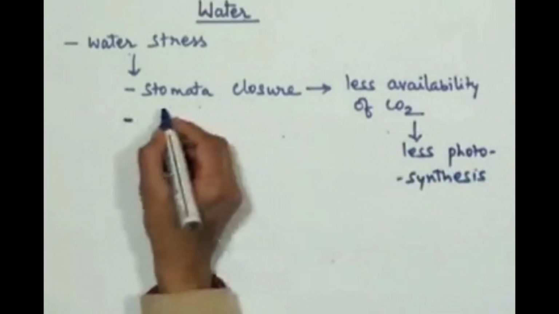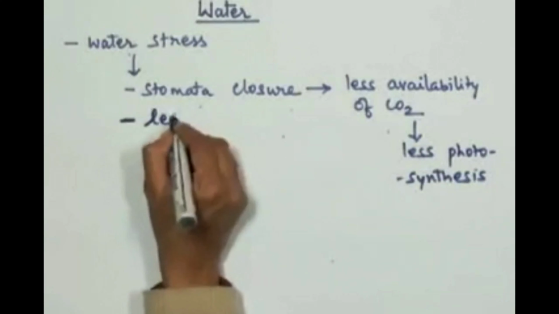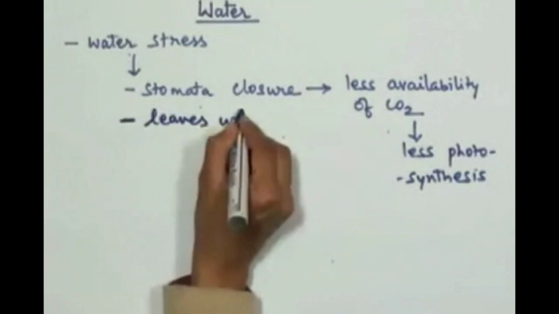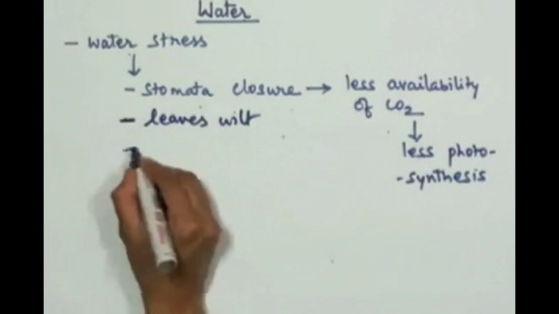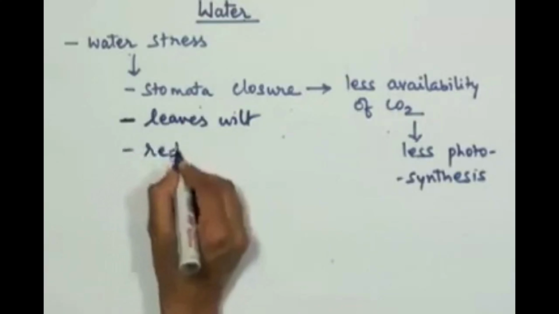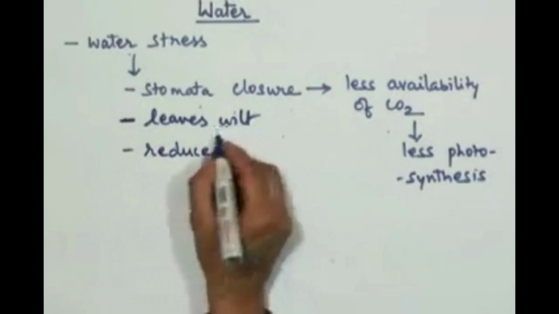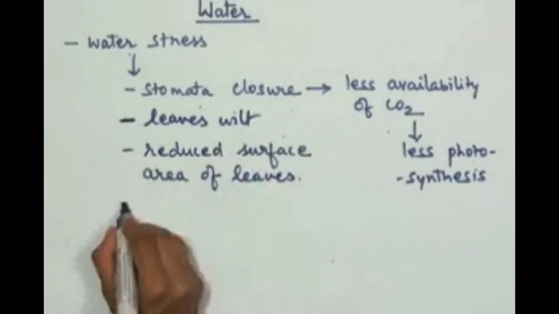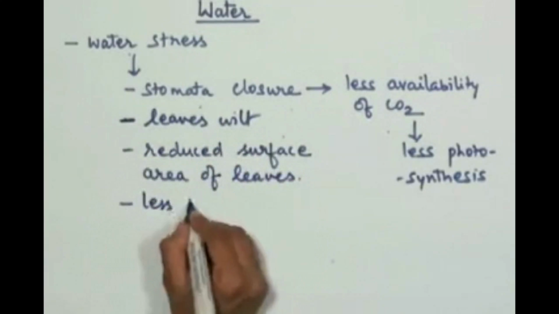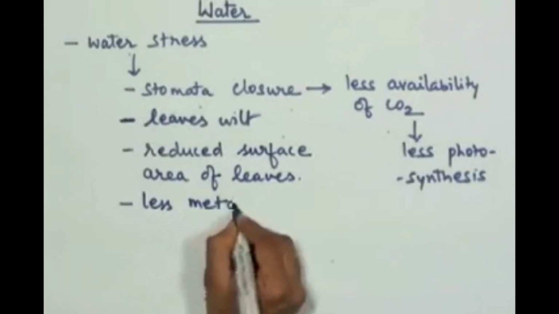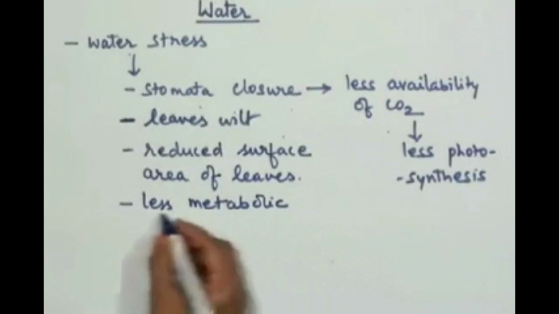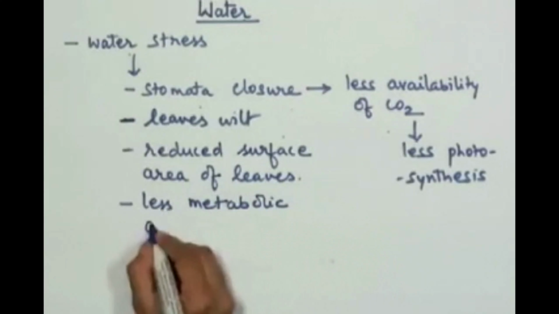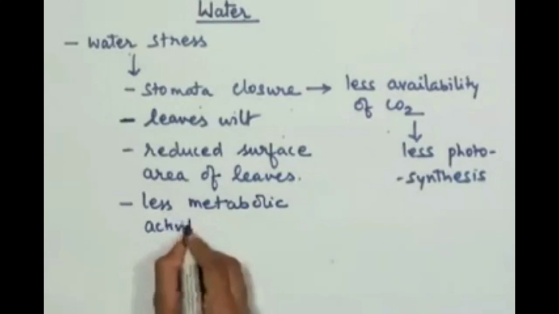On water stress, plants' leaves wilt and fall off, because of which there is reduced surface area of leaves and hence less metabolic activity, as all the metabolic activities require water. So with more water or less water, the metabolic activity is definitely affected.